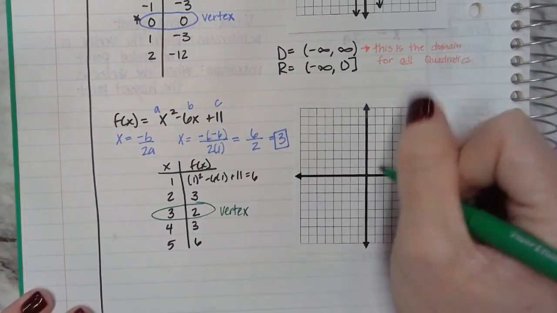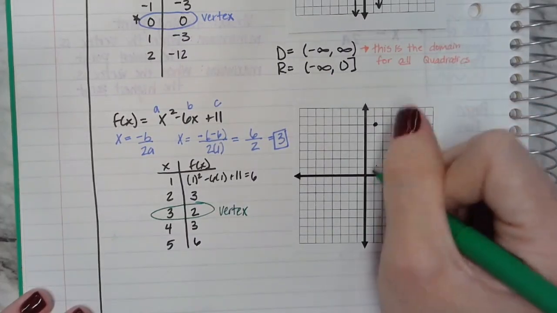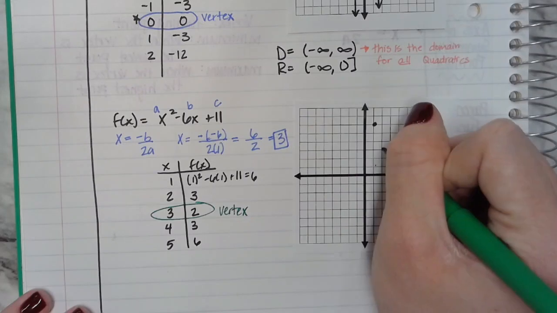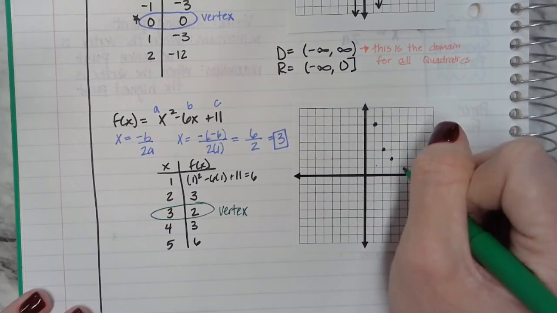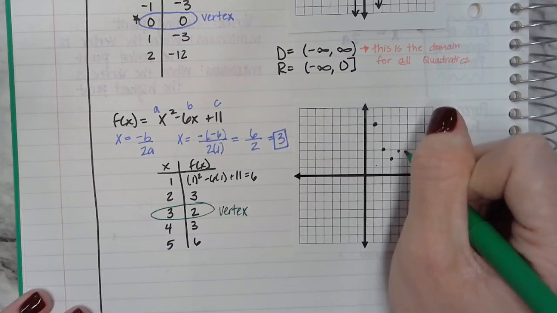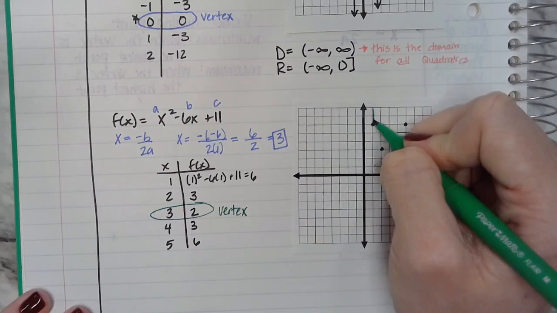So 1, 6. 2, 3. 3, 2. 4, 3, and 5, 6. Draw your U shape.